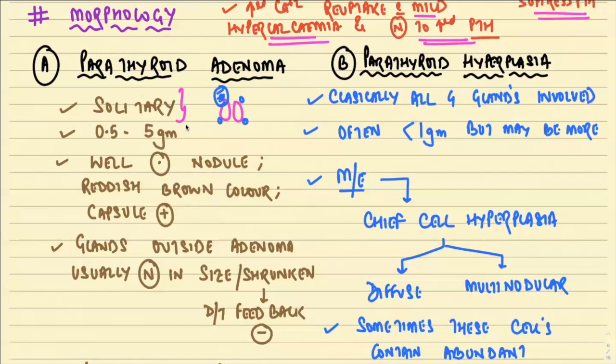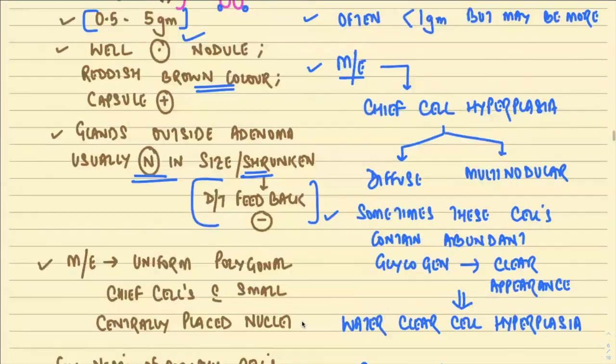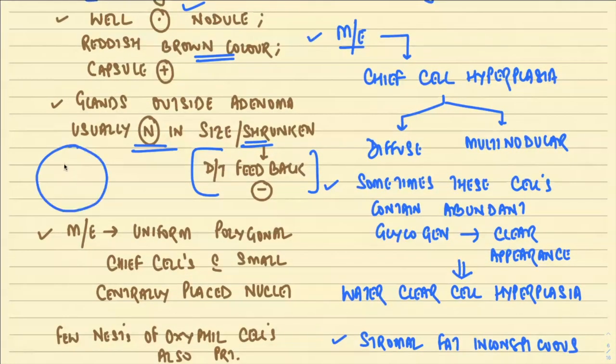The weight of this parathyroid adenoma is in the range of 0.5 to 5 gram. These are very well circumscribed nodules. On cut section, they are reddish brown in color, and a capsule is always present. Glands outside the adenoma are usually normal in size or shrunken because of feedback inhibition. What does it mean? For example, this is the parathyroid gland, and the adenoma has developed in this particular part. The remaining part contains normal glands, or these glands will be shrunken in nature. Why? Because the adenoma part is hyperfunctioning, so this remaining part becomes reduced in size. I'm going to show you.